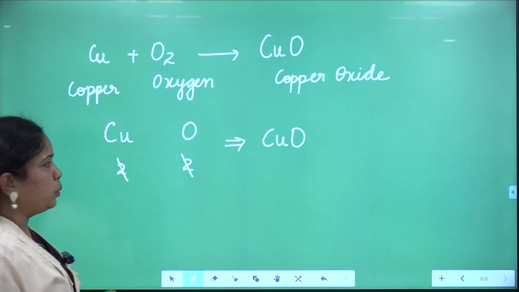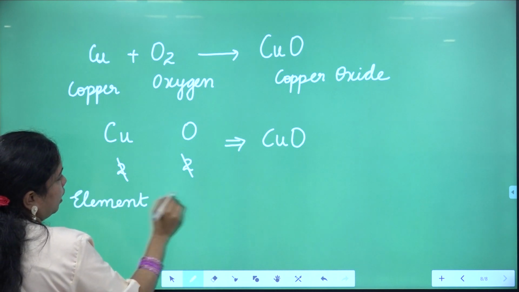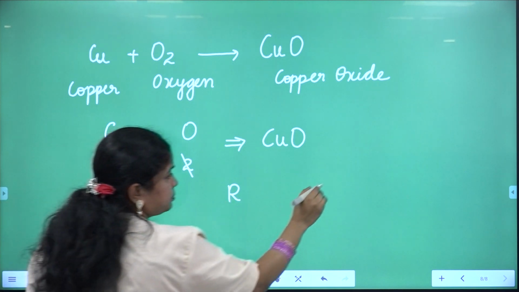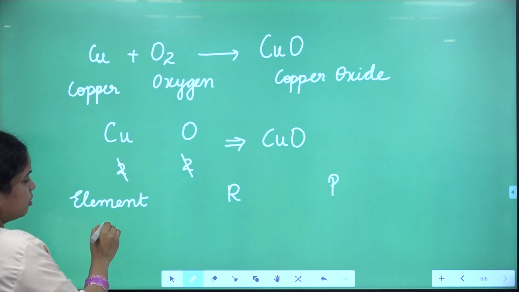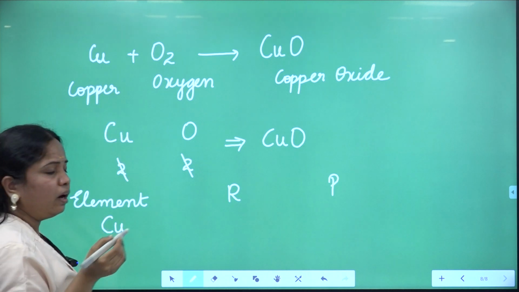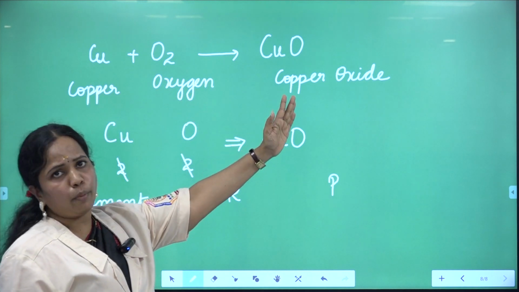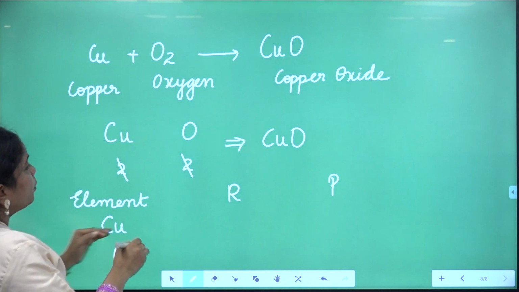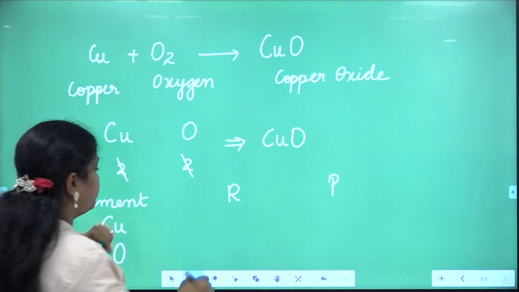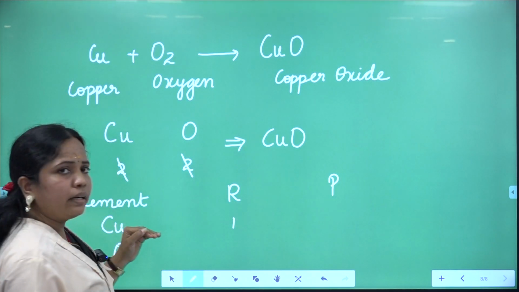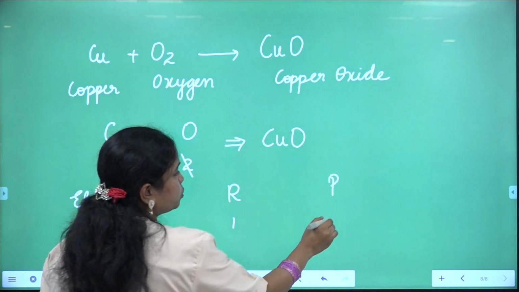And now we will balance the equation. What we need to do, children, is write the elements and the number of atoms on the reactant side and the product side. What are the elements present? Copper and oxygen, both on the reactant side as well as the product side. Now how many atoms are present? Copper atoms on the reactant side are only 1, and on the product side also 1.